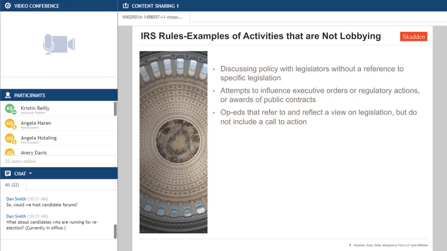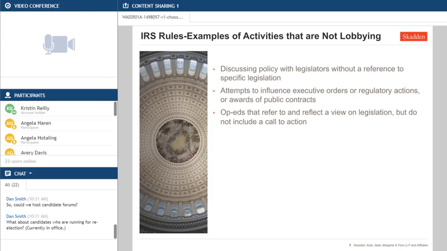This next one, this is what I just referred to a few minutes ago. You're attempting to influence them on executive orders or regulatory actions or awards of public contracts even. I don't know if a lot of C3s are doing that last one, but certainly the executive orders and the regulatory actions are of interest to C3s. And you can do all of that you want, and it's not going to impact your IRS standing one way or the other. It's not going to affect your tax-exempt status.